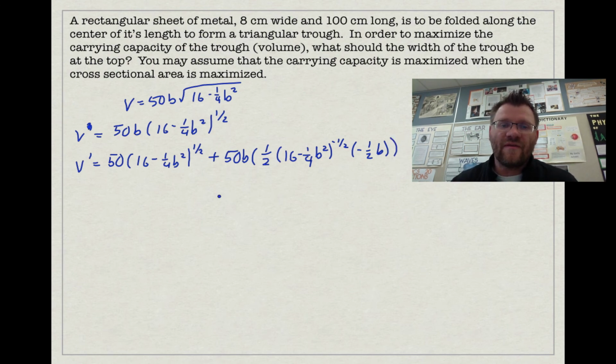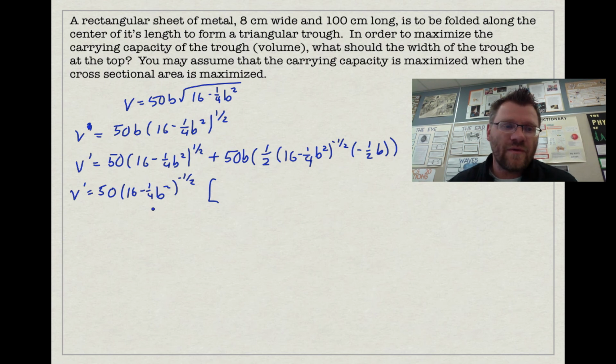So it looks a little messy, but you just have to remember our derivative rules. So now we can take out a greatest common factor. That's going to be 50, because there's a 50 here and here, and we're going to take out a 16 minus a quarter B squared to the smallest exponent, which is a negative half.